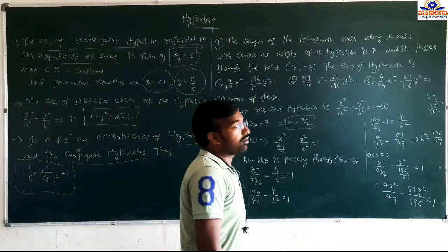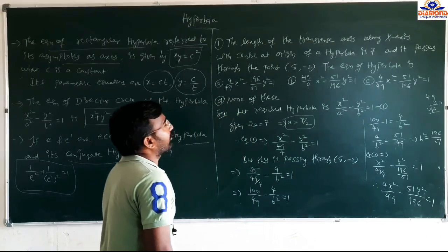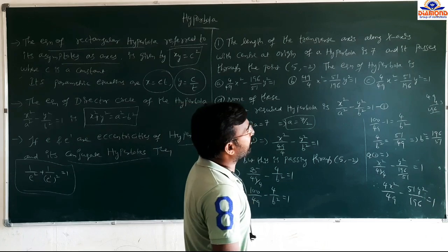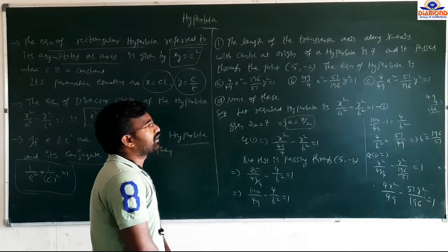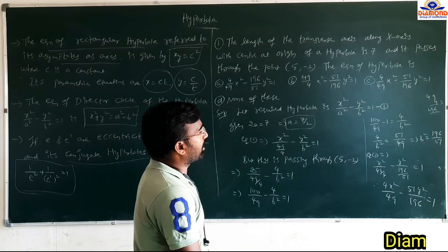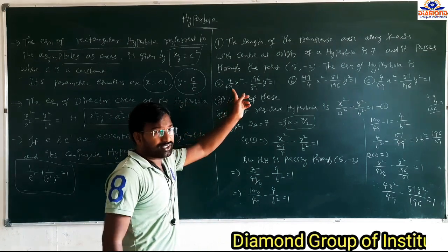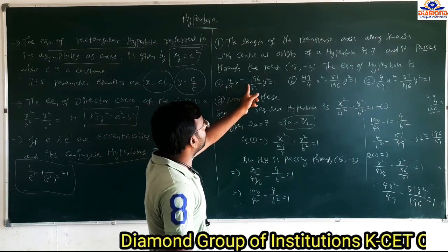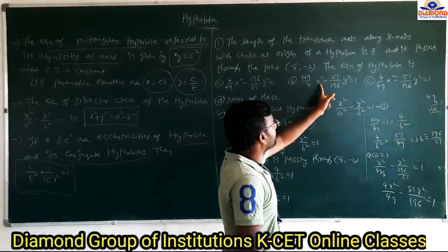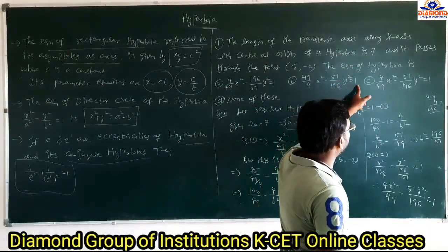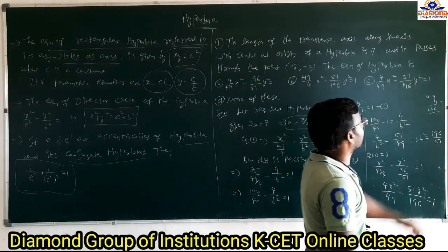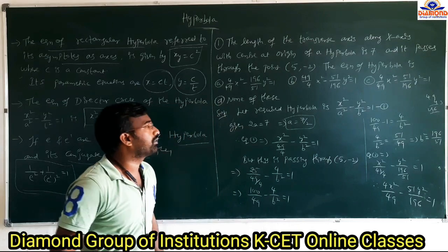Now see the first problem. The length of the transverse axis along x axis with center at origin of a hyperbola is 7 and it passes through the point (5, minus 2). The equation of the hyperbola is: option A, 4 by 49 x square minus 196 by 51 y square equal to 1. Option B, 49 by 4 x square minus 51 by 196 y square equal to 1. Option C, 4 by 49 x square minus 51 by 196 y square equal to 1. Option D, none of these.